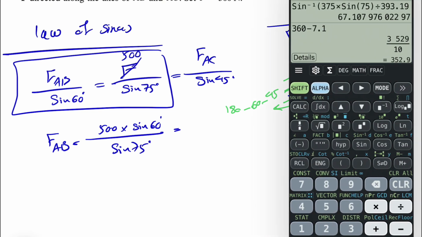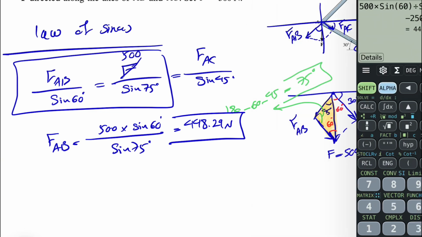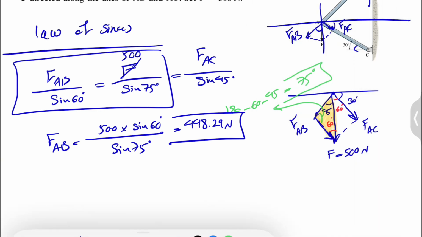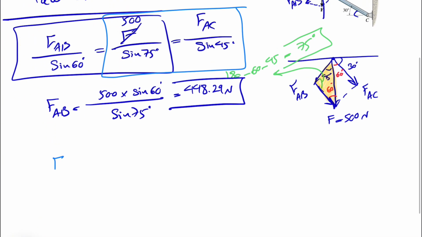Let's see what we get for FAB. 500 times sine of 60 divided by sine of 75. That's going to be 448.29 newtons. We found the first unknown.